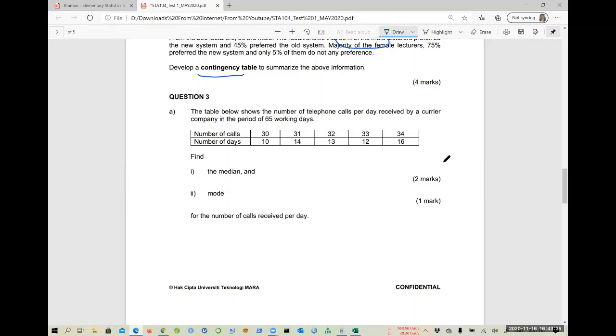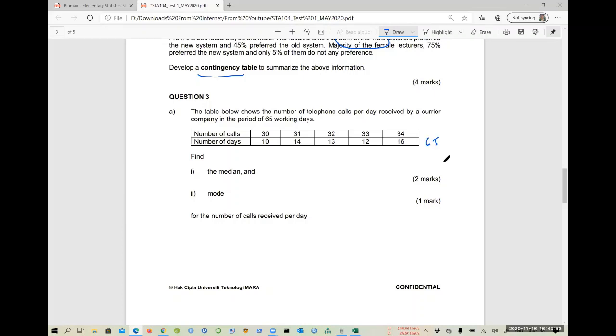Okay, how do you do this? The table below shows the number of telephone calls per day received by a courier company in a period of 65 days. So that means the number of days, if you calculate the total here, you're going to get this to be equal to 65.